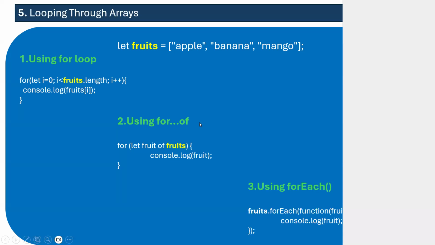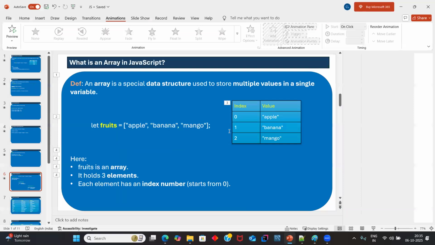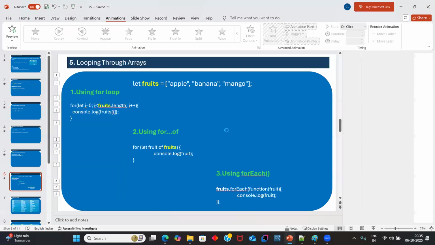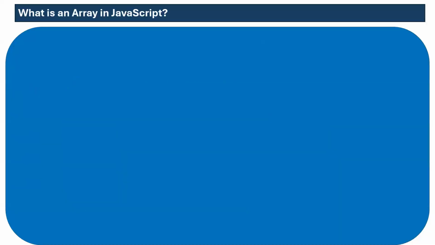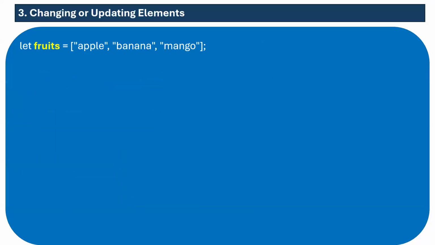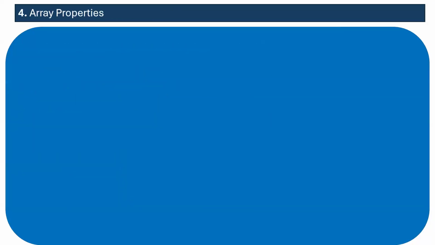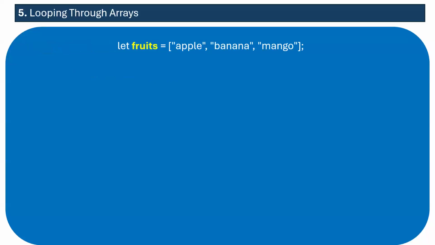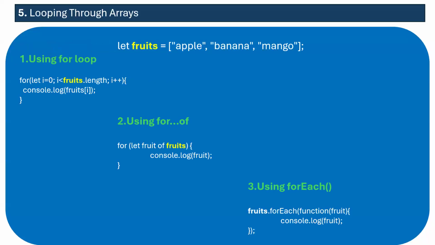And the third approach is for each. That I'll try to cover, guys, in advanced functions. Okay. Let's talk about something. I think we covered this. Creating array we covered. Accessing elements we covered. Changing, updating the array properties we covered. And I just now explained looping. And the first thing you should know is when to use these loops.